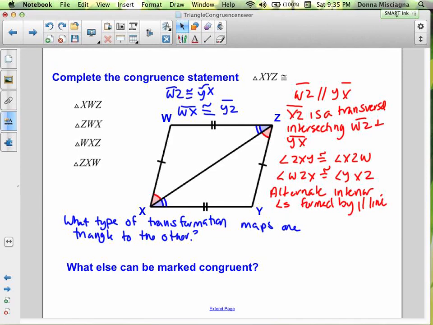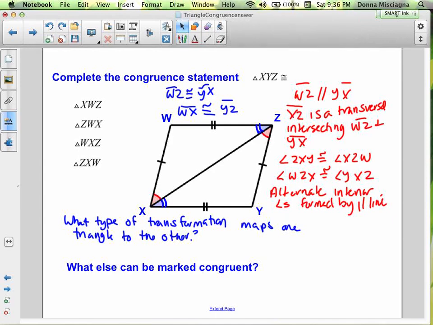And we can see that we have some angles that are congruent. It's already marked that angle ZXY, the blue angle here, is congruent to angle XZW. So those two angles are congruent.